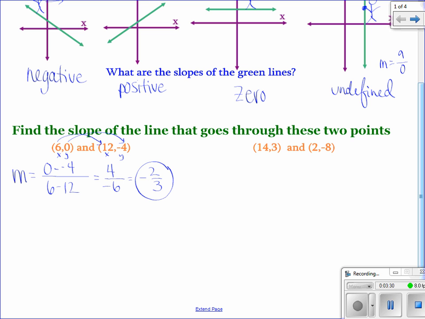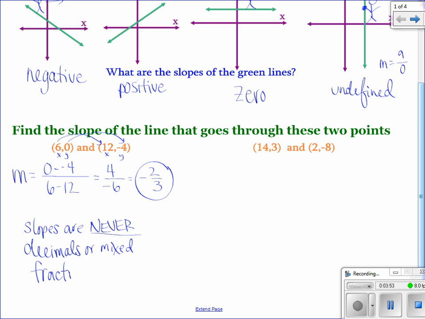Slopes can never, ever be decimals or mixed fractions. You may have had a teacher that has told you that it's okay, but in this class it is not okay. It needs to be an integer or a fraction or improper fraction. No decimals, no mixed fractions. Okay, so let's look at the next one.